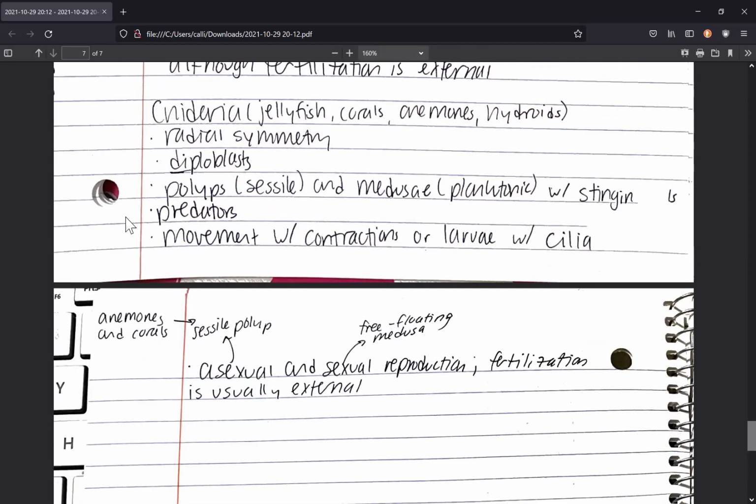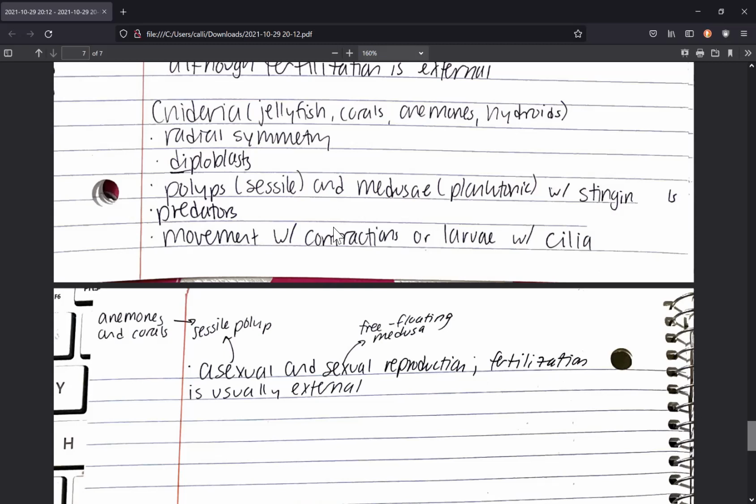And then we have the cnidarians, which include jellyfish, corals, anemones, and hydroids. They are radially symmetrical, diploblastic, and with the cnidarians, we talk about two different forms of movement. They can be polyps, which are sessile, or they could have medusae, which are planktonic.